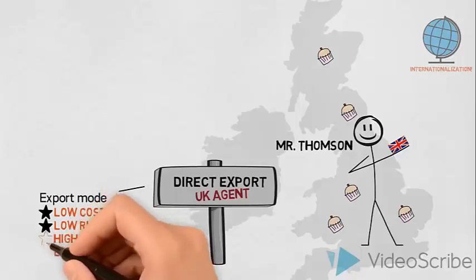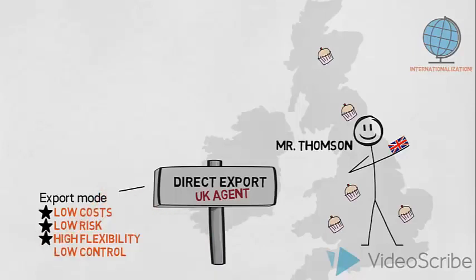A high level of flexibility, as the ties to the UK market will be limited, it would be fairly easy to pull the plug on the UK adventure should business not prove to be as successful as hoped. But also a low level of control. French Cakes will have little control of how Mr. Thompson markets and sells their cakes and desserts.